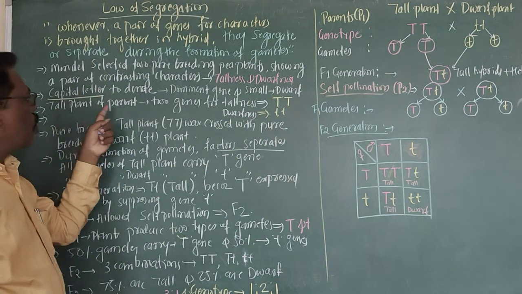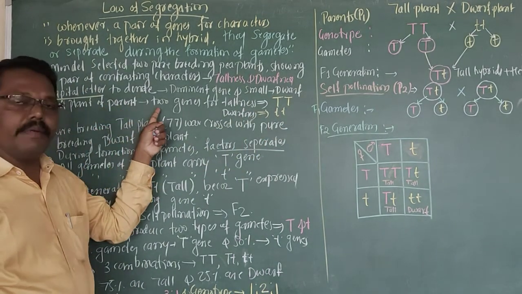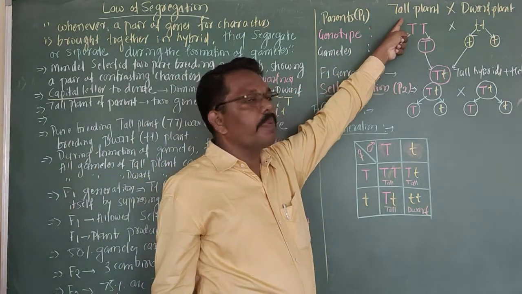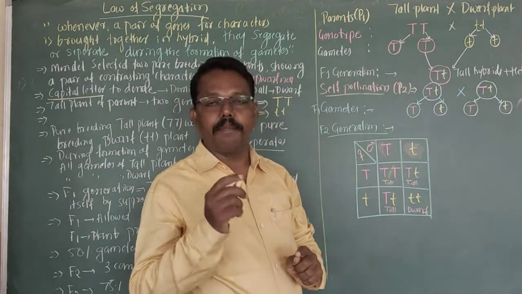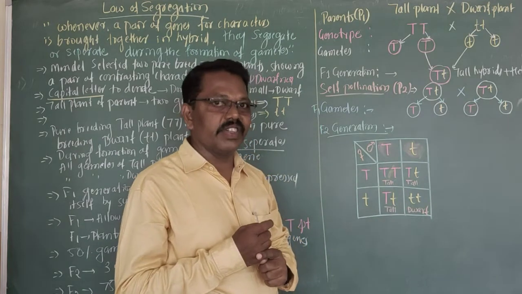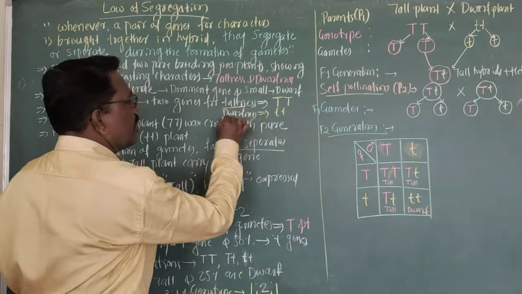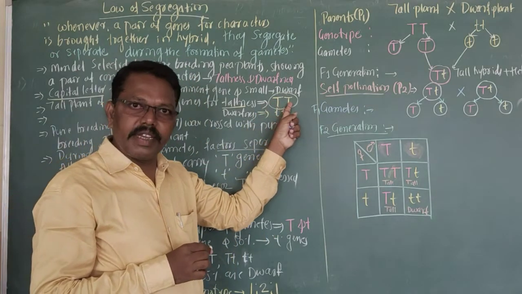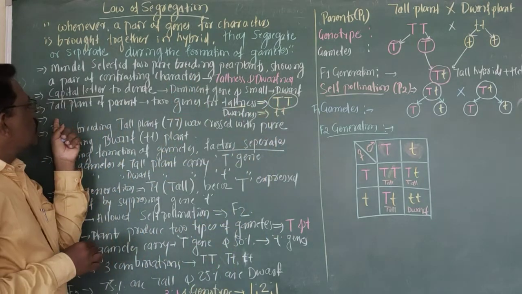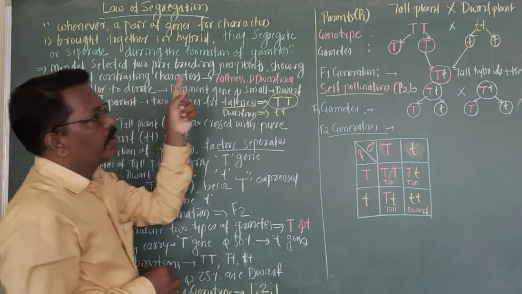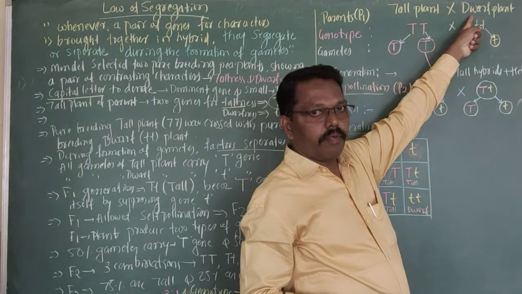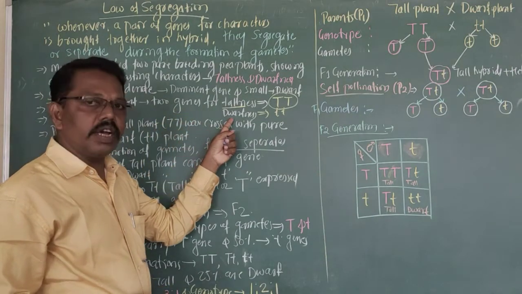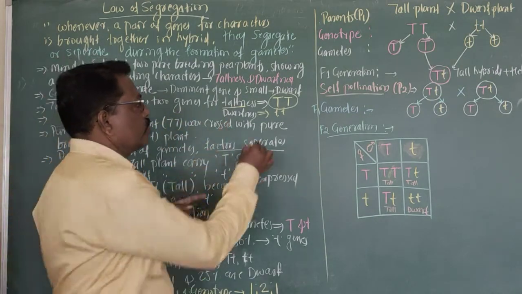Then the tall plant of the parent, here I will show that tall plant, has a pair of alleles or a pair of genes. For tallness, that tall plant carries capital T genes. As well as the dwarf plant of the parental one, here you will see the dwarf plant of the parental one, has two similar type of genes for dwarfness.